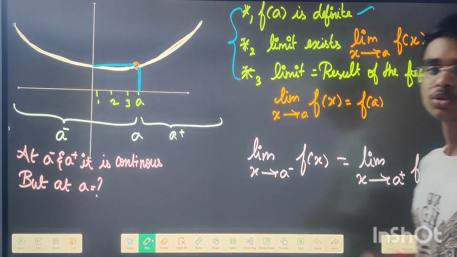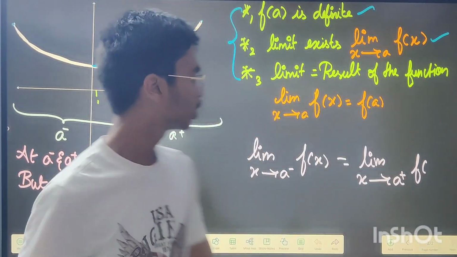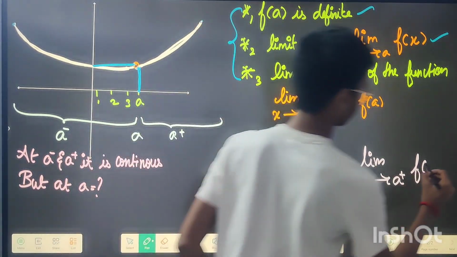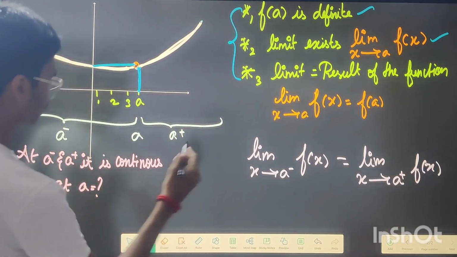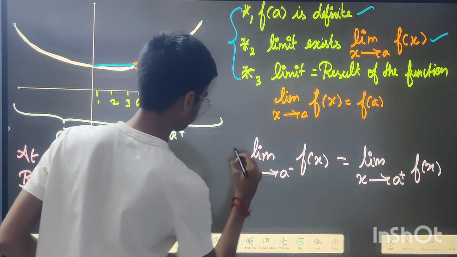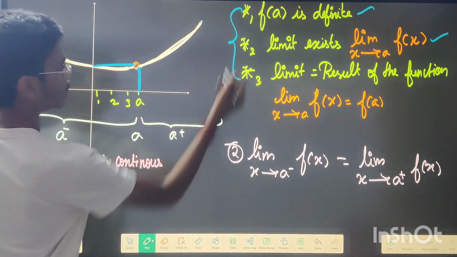So to say whether the limit exists or not, you have to use this one, f of x. Then this is actually for the second point. For this point only, this is it.